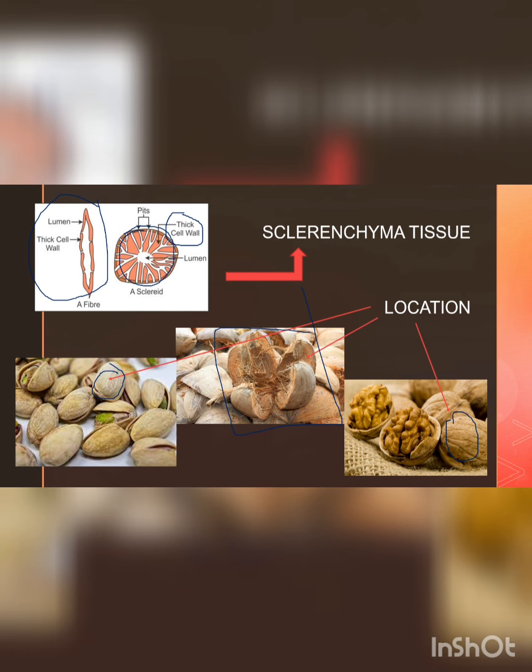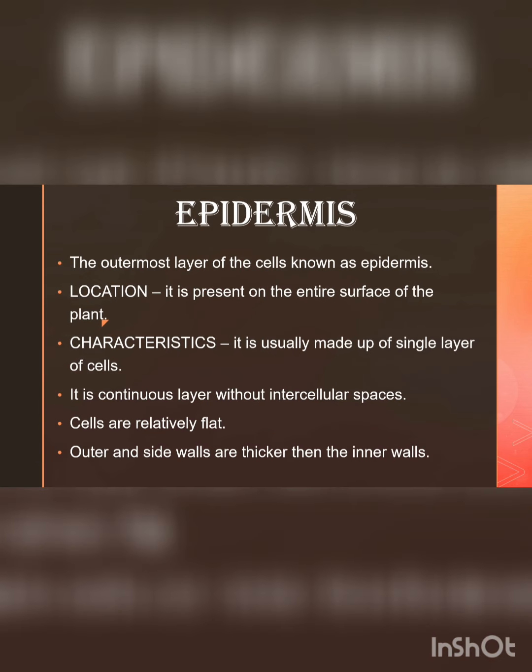Next, we'll talk about the topic that is epidermis. So what is epidermis? This epidermis is the outer covering of the tissue. It is the outermost layer of cells, so it is known as epidermis.